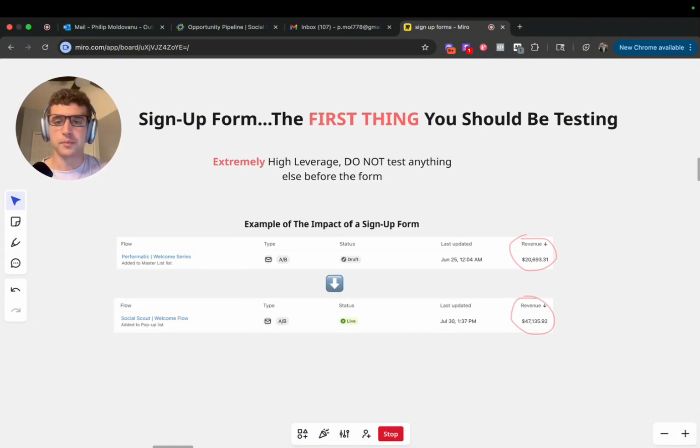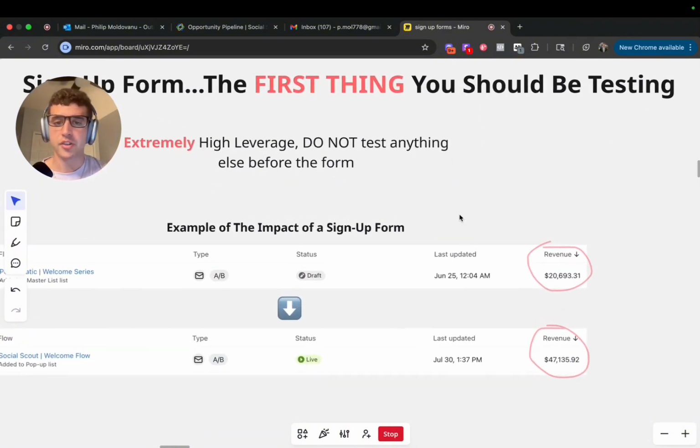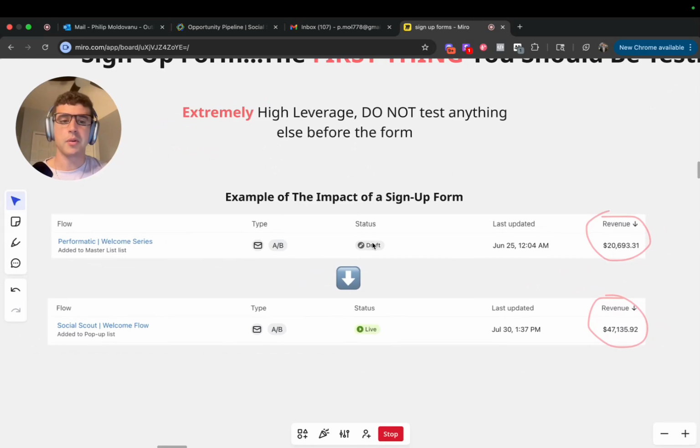This is an example of what a proper sign-up form can actually do for your business. So here's a client that came to us. Their welcome flow was doing $20,000 per month, and literally a month later, we bumped it up to $47,000 per month. How do you think this was possible? Yes, we rebuilt their welcome flow, which obviously helped, but you don't get a result as drastic as this by just rebuilding the welcome flow. The sign-up form was a massive reason as to why we were able to add $27,000 to their monthly revenue with a singular flow.